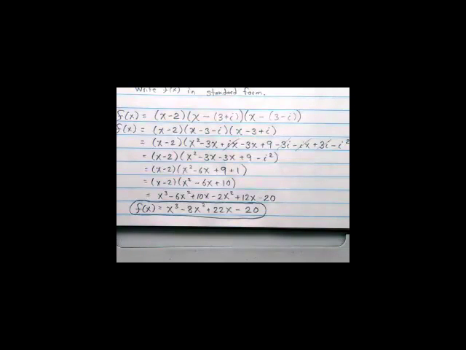Is this a little tedious? Yeah, a little bit with all that multiplying. Is it easy to make a mistake? Yeah, so you've got to be careful of that too. More often than not, though, we're not going to go this direction. We're going to go the other direction with it.